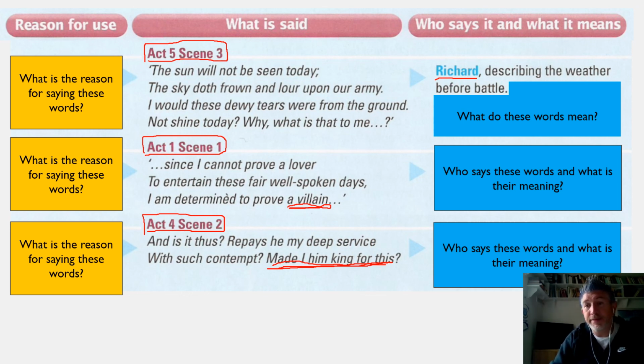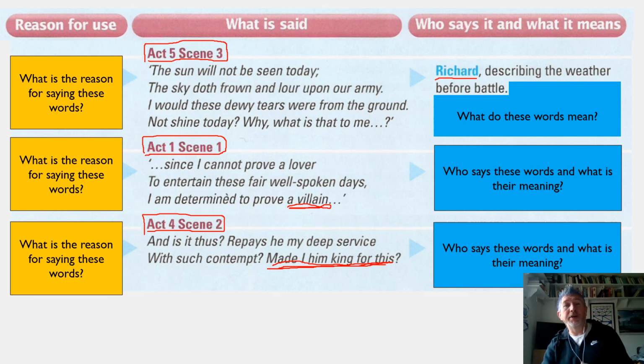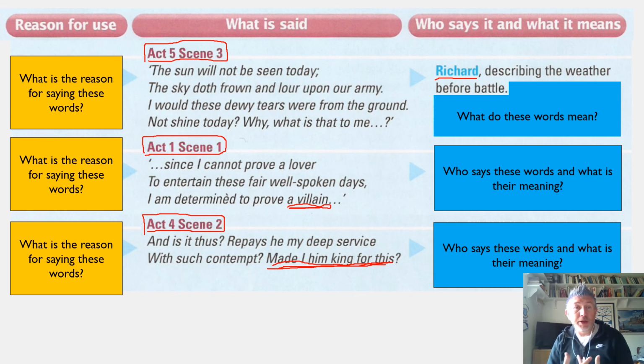So that's today's lesson, folks. Your task is to go through and complete the orange and blue boxes on this sheet. I think there's five altogether. So just do quote 1, and right next to it, write the reason for use, who says it, and what it means. I'll try and make it into a Google Doc for you to work with as well, either to print off or to write straight onto.